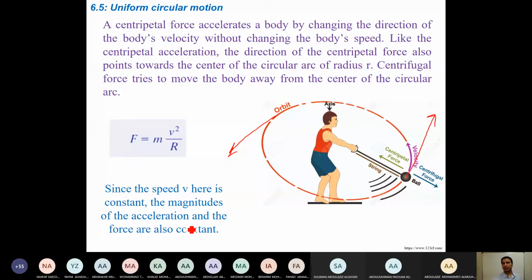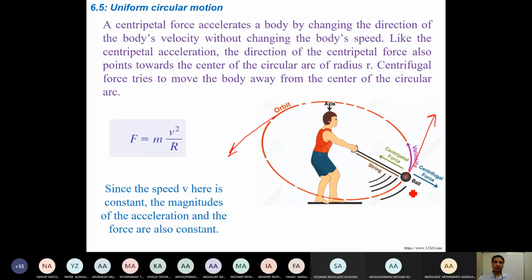And by Newton's third law, we know that there is an action, which is the centripetal force, and there is a reaction, because when you are rotating, the ball is always trying to go away from you. This tendency of the ball to go away from you comes from a force, and that is called centrifugal force. Centrifugal force is the force that moves things away from the circle. Centripetal force is the force which brings things towards the center. So these are the forces, okay?